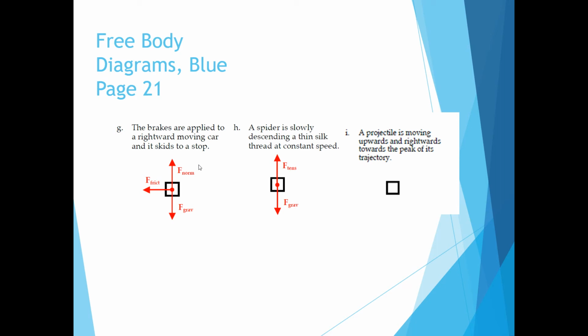I, a projectile is moving upwards and rightwards towards the peak of its trajectory. So in this case, we have F gravity acting downwards. And there's a little subtlety for projectiles. Projectiles are so small that we neglect air resistance.